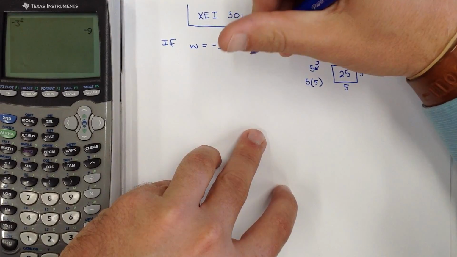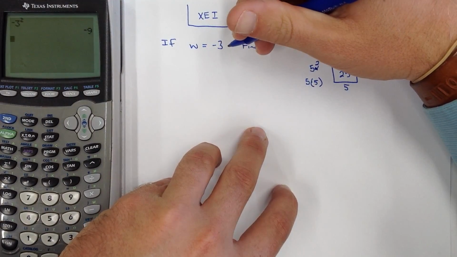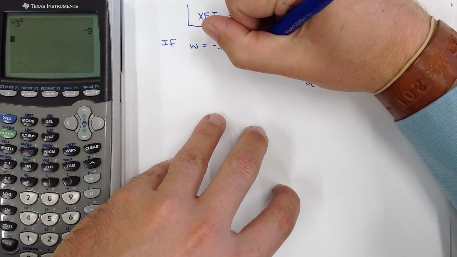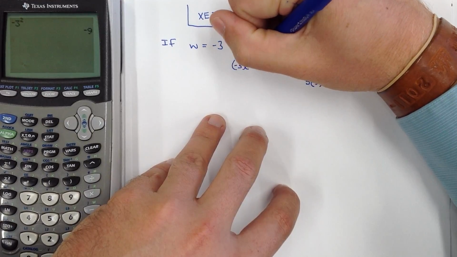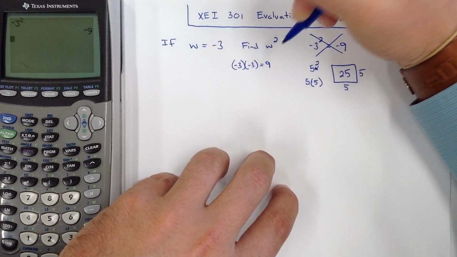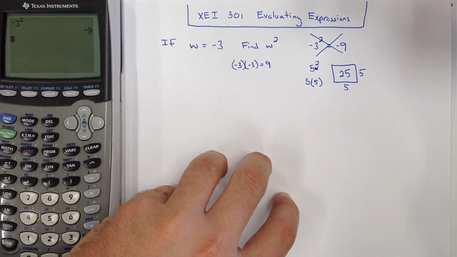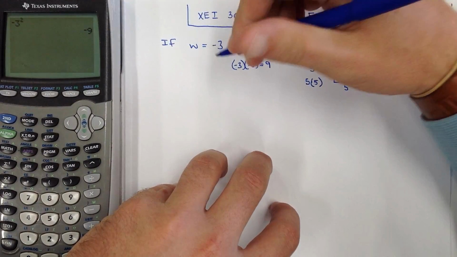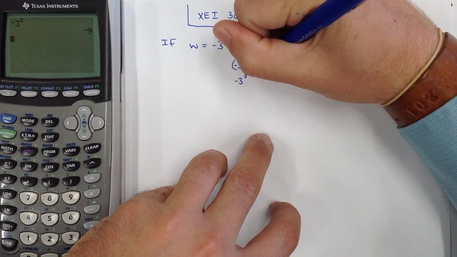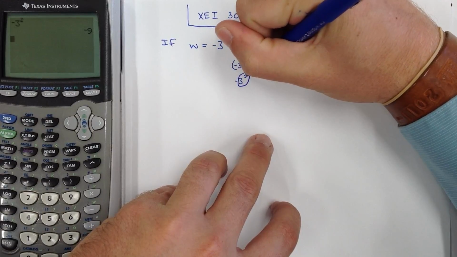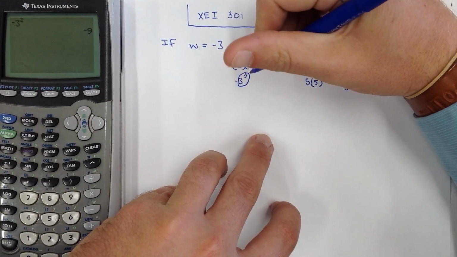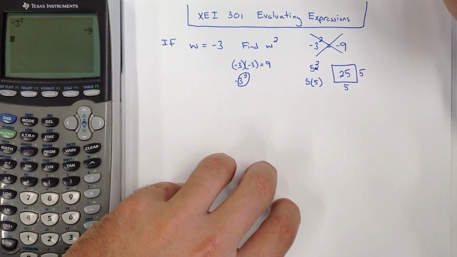So in this case, we should be multiplying negative 3 by itself, which looks like this: negative 3 times negative 3, which is positive 9. So why did our calculator tell us negative 9? Well, because our calculator is just squaring this 3, and it's not actually squaring the negative, so our calculator is giving us the wrong answer.